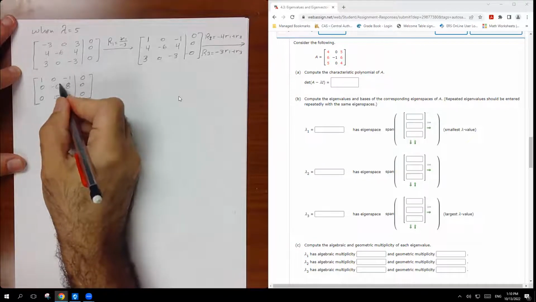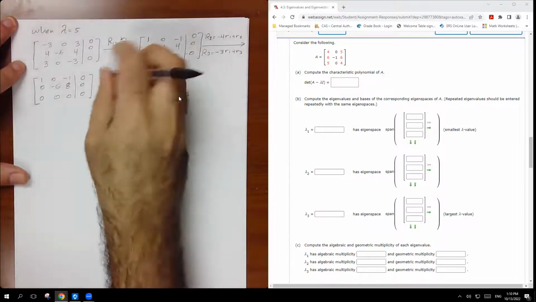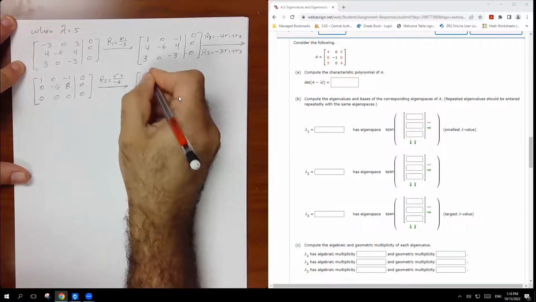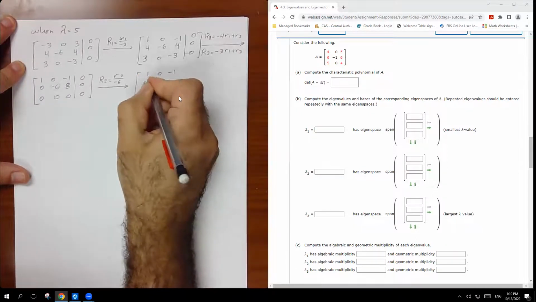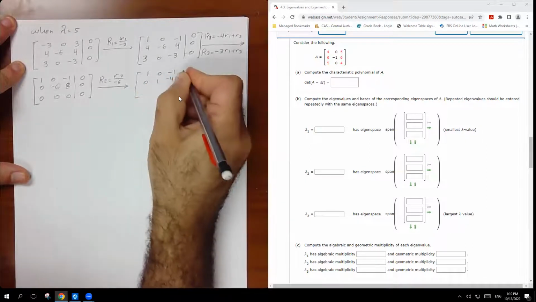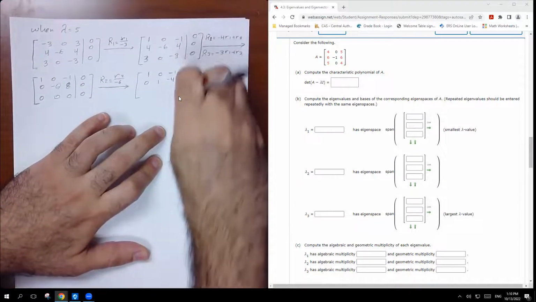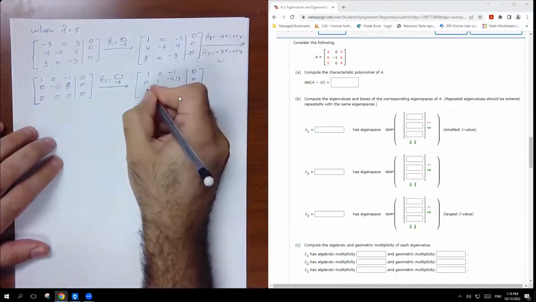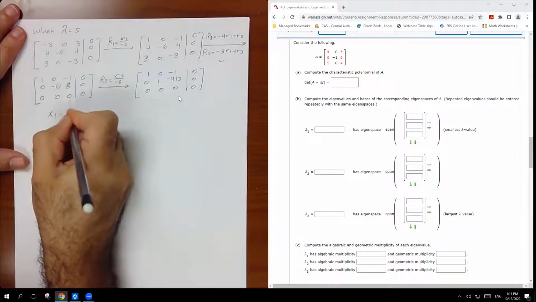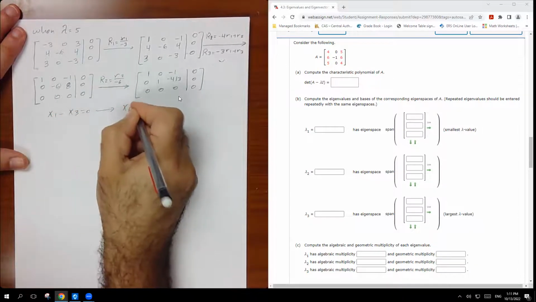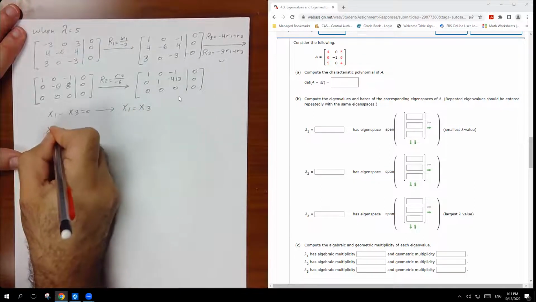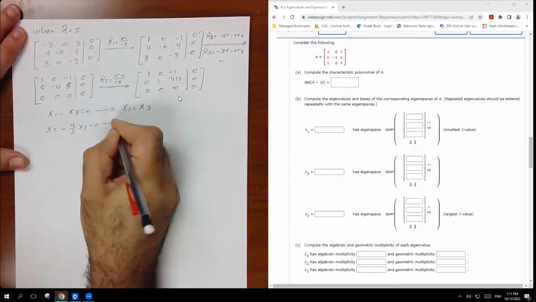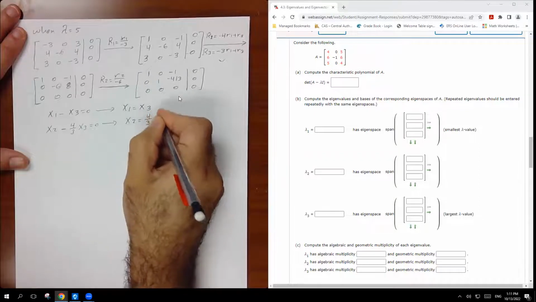Now, the second leading entry, which is this one, we're just going to divide R2 by -6. So the new matrix is going to be 1, 0, -1, 0, 1, -4 over 3, and the last row is going to be all zeros. Then x1 minus x3 is going to be equal 0. That means x1 is going to be equal x3. And x2 minus 4 over 3 x3 is going to be 0. So x2 is going to be 4 over 3 x3.